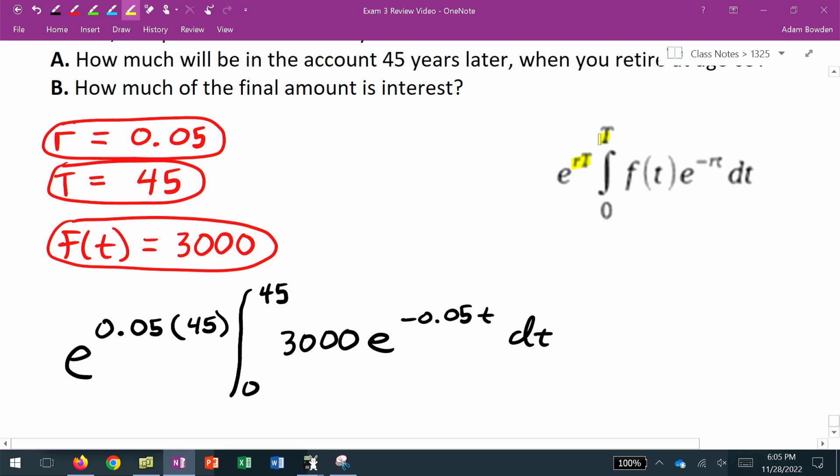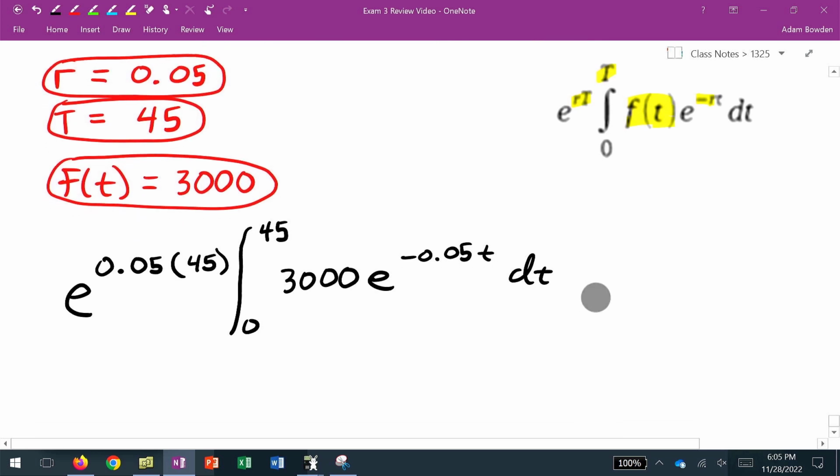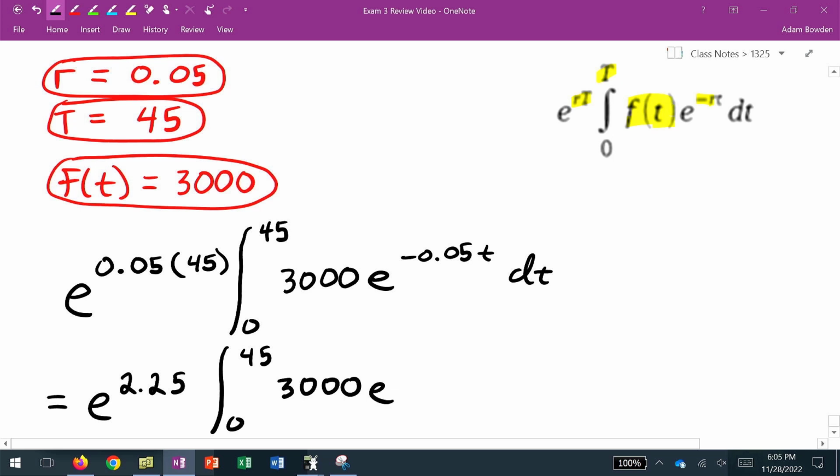Again, remembering that these are the only numbers we're plugging in for. And the t, lowercase t, is not plugged in just yet until after we find the antiderivative here. I went ahead and multiplied some numbers here to make that e raised to the 2.25. Integral from 0 to 45, 3,000 e raised to the negative 0.05 t dt.